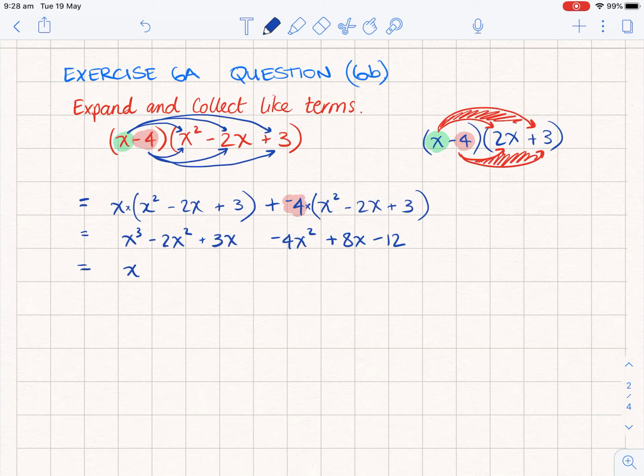So I've only got one x cubed term, but I have a negative 2x squared and a negative 4x squared. So that becomes negative 6x squared. I have a positive 3x and a positive 8x. So that becomes positive 11x. And I have a negative 12, which goes on the end. And there's my final expression, all expanded out.